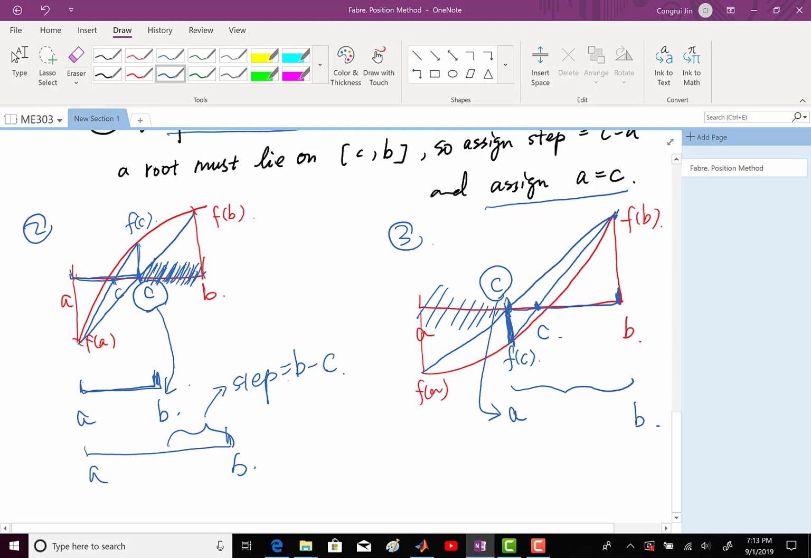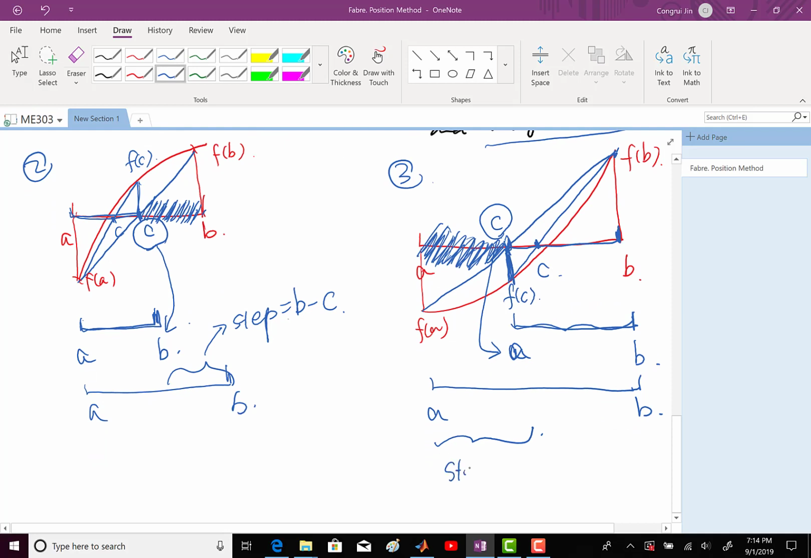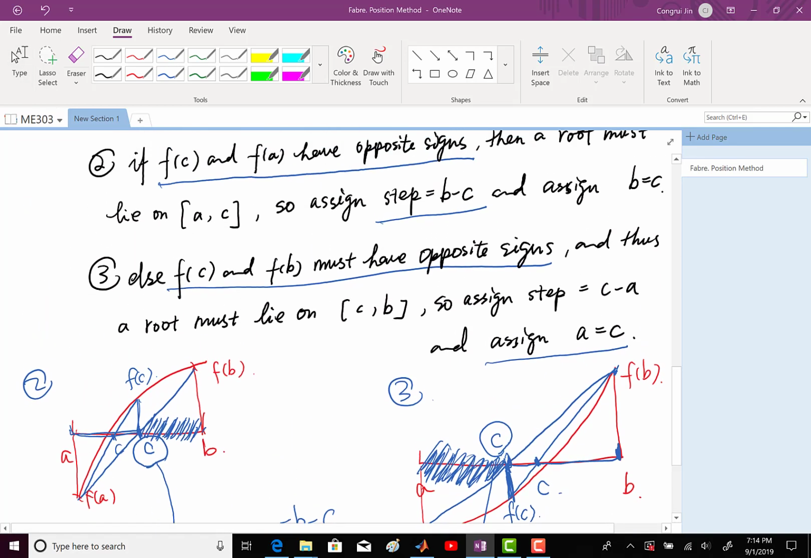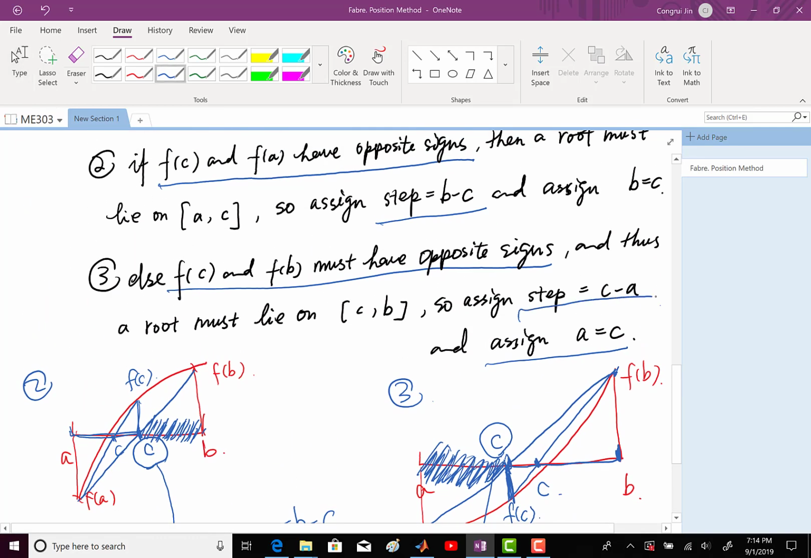And in this one, initially we have interval A to B, right? After the iteration, the A to B shrunk to here. So this length here is how much we removed from the original interval, and this length is called a step. So this step in the third scenario is defined as C minus A, right? So this step is how much it shrinks.